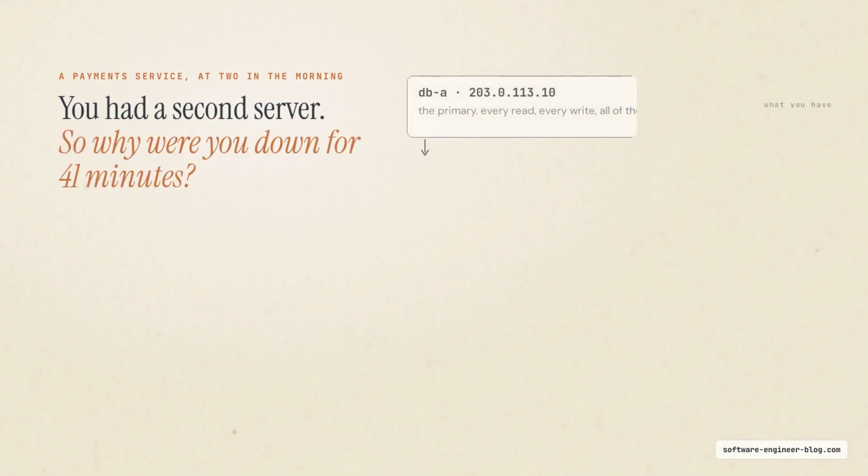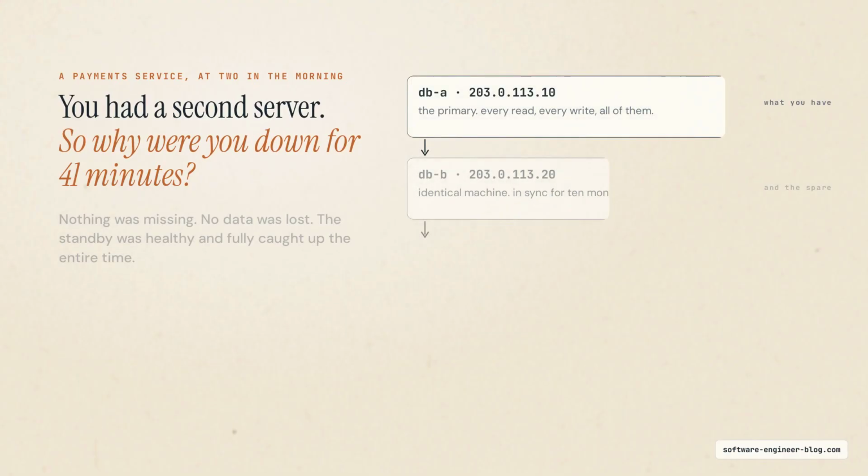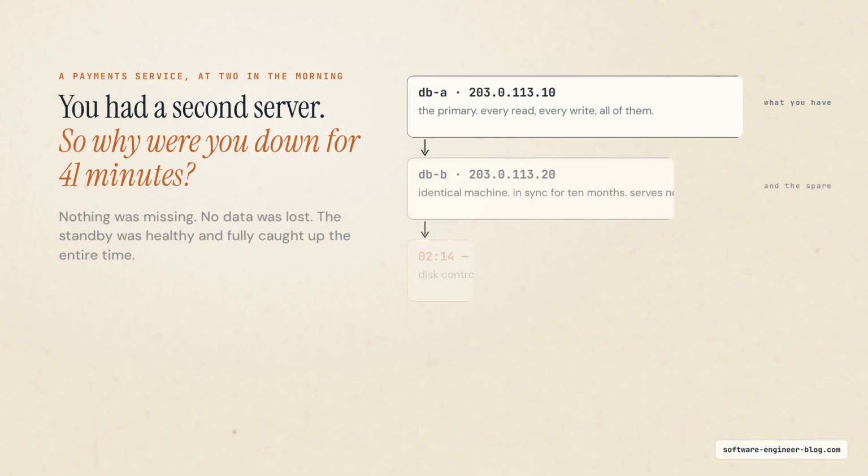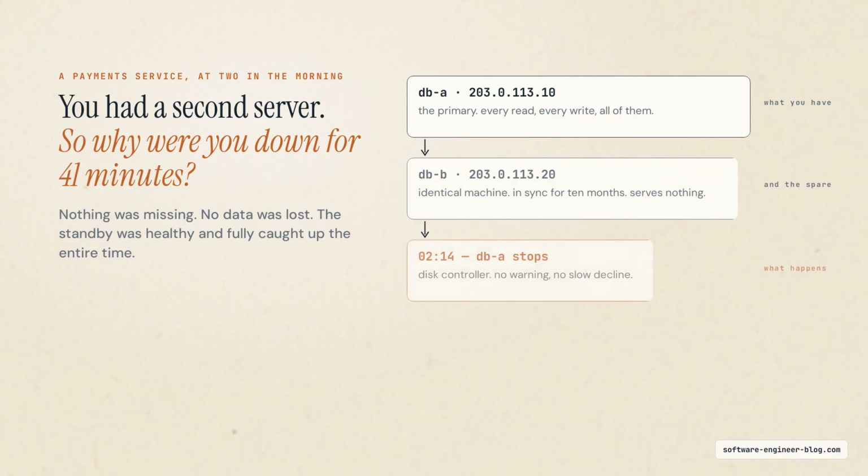Then the first machine's disk controller dies. No warning, no slow decline. It just stops answering. And you had planned for this. There is a second machine right there, fully in sync. It has been in sync for 10 months, and the service is down for 41 minutes.